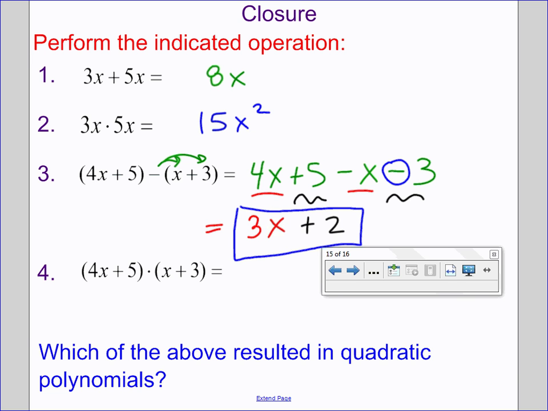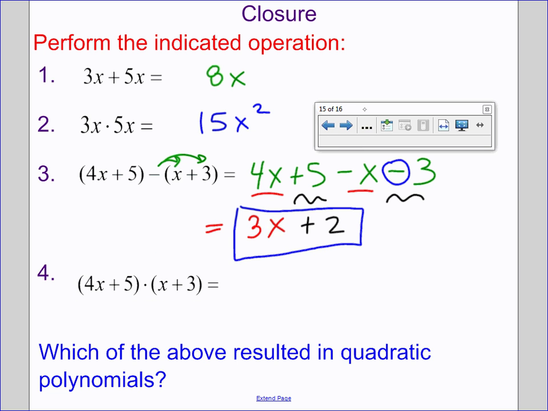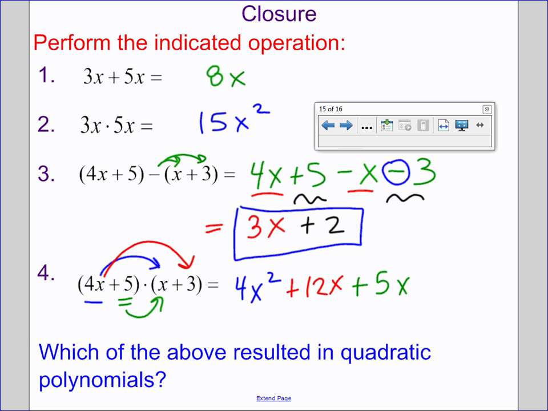We can multiply number 4. We can multiply 4x through the second polynomial. So we'll do 4x times x is 4x squared. We'll do 4x times positive 3 is plus 12x. We'll do positive 5 times x is plus 5x. And lastly, positive 5 times positive 3 is plus 15.